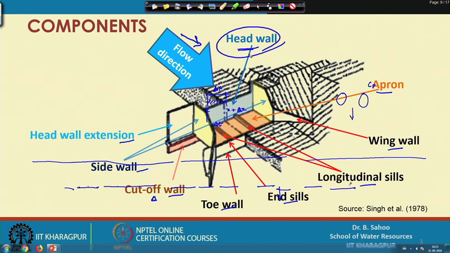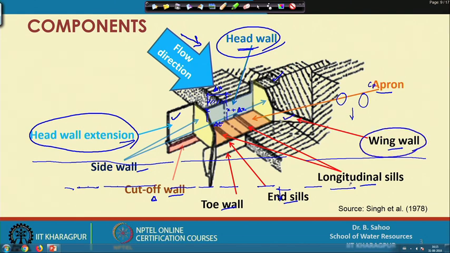Second is your head wall extension. This is one head wall extension as well as this is another head wall extension. It is the extended portion of head wall into the gully sides that provides stability and a means against piping failure. Then third is your wing wall. There are two wing walls, this side and this side. These are the walls constructed at the rear end of the structure, usually at 45 degree from the vertical. They provide stability to the soil fill and protect the gully banks.